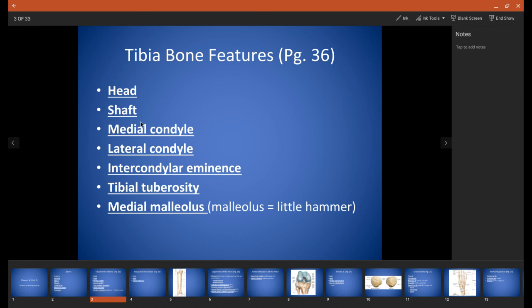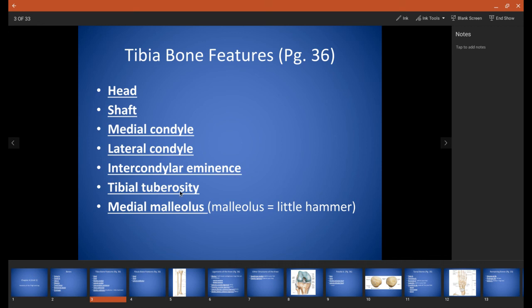And then also there's a structure that sticks up in between them, 2 little mountains in between these 2 condyles on the superior or top of the bone, which is called the intercondylar eminence. We broke that word down, intercondylar, meaning between the condyles. Eminence is telling you it's emitting itself, so it's projecting upward. Shaft seems to be the middle of the bone.